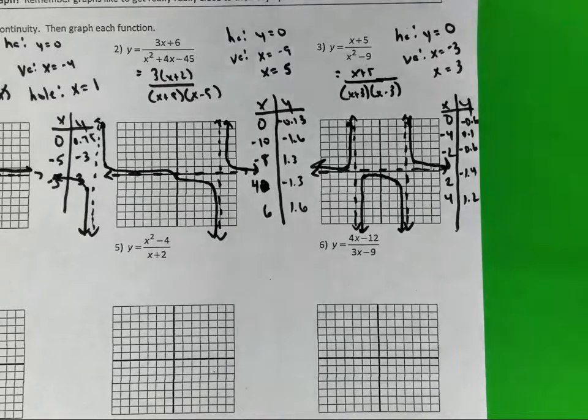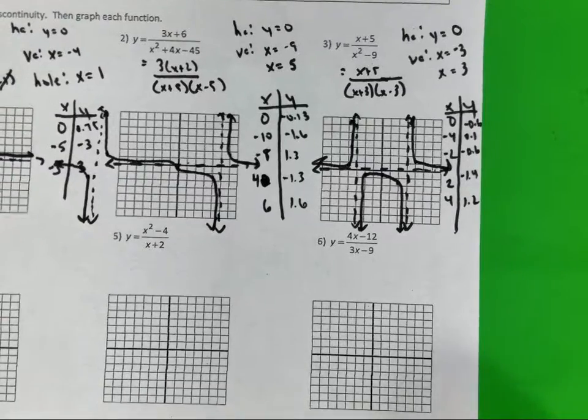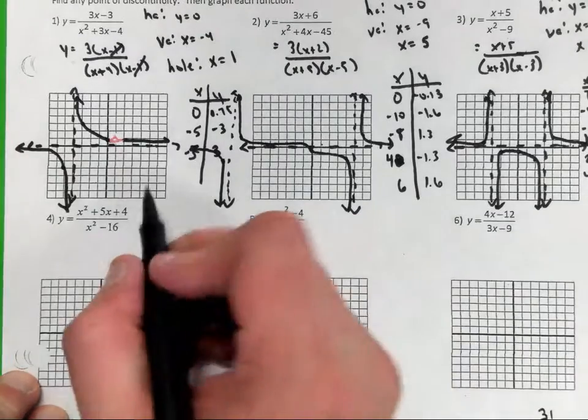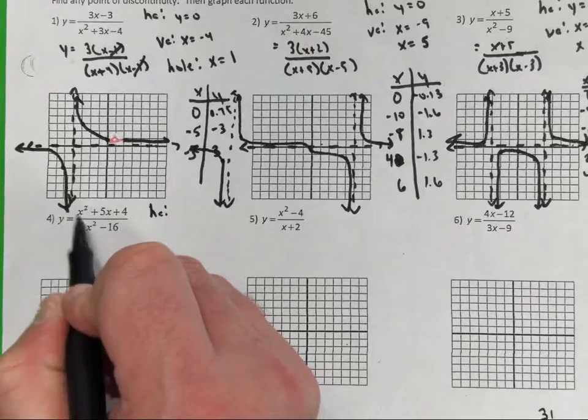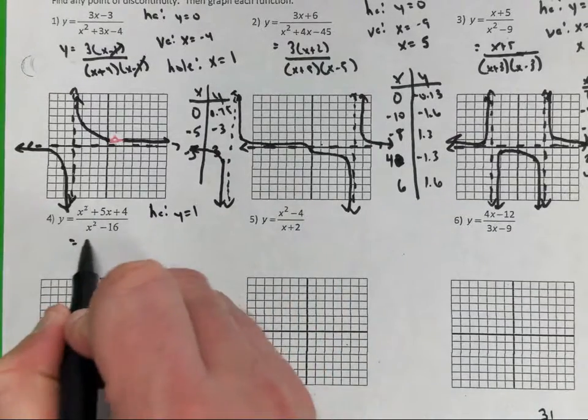I got time for one more, because I won't see some of you tomorrow, and I didn't get as far as I wanted to, so we're going to do one more. Number 4. Horizontal asymptote: 1, because I have the same power, so 1 divided by 1 is 1. I need to factor this to see what's going on.